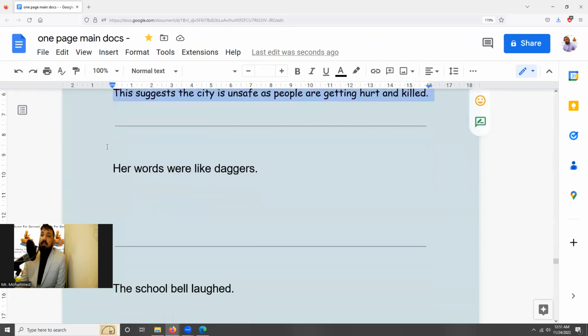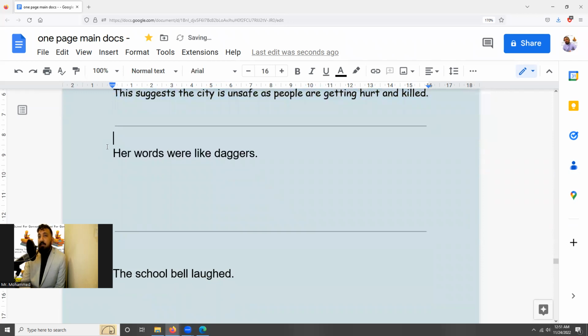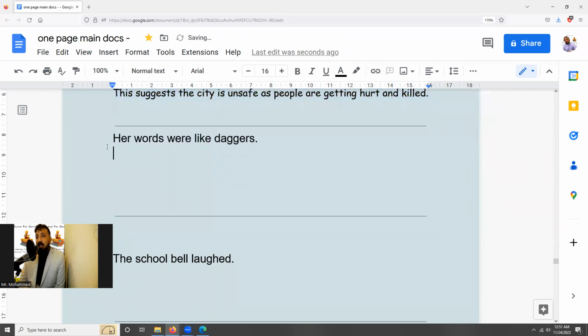Okay, now we'll do an answer together. So we have another quote here. Her words were like daggers. Okay, so what is the image part? Well done. The image part is daggers. It's the made up part. Her words are not actually daggers. It's made up. Good.